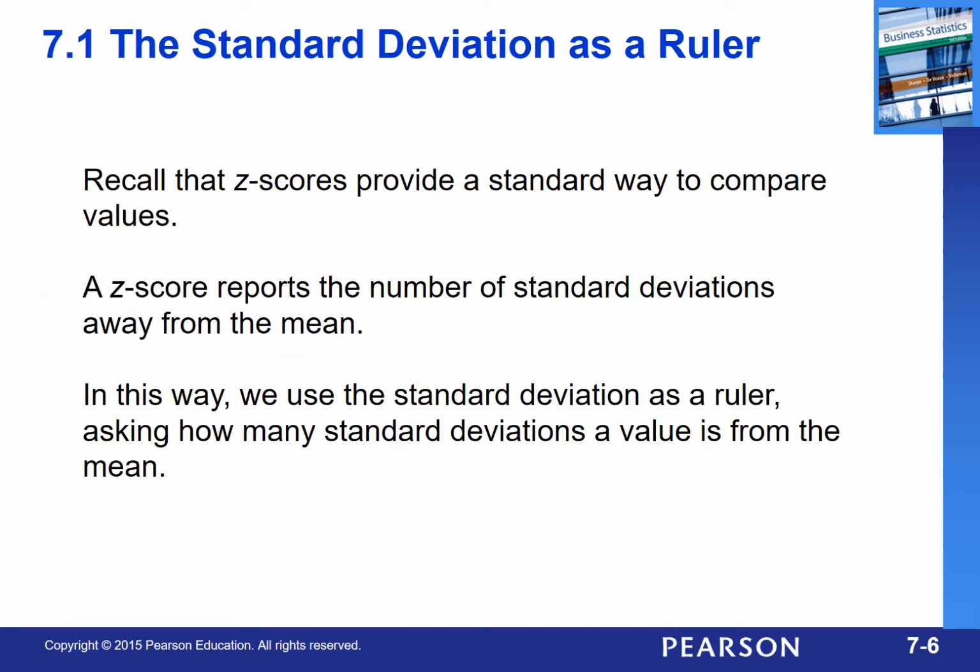So why on earth are we talking about this? Well, we talked earlier about how we use the standard deviation as a ruler. Z-scores provided us a standard way to compare values, and really it tells us the number of standard deviations away from the mean. That's what a z-score's purpose is. Well, it actually has a little more purpose than that when it comes to dealing with the standard normal curve.